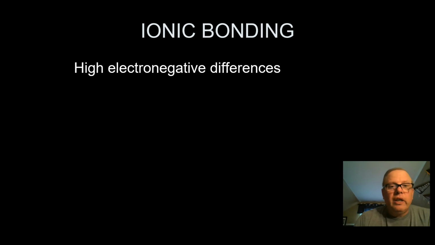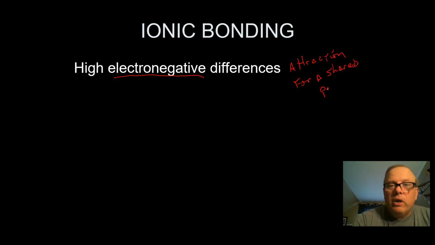All right, now ionic bonding. Huge electronegative differences. So find your electronegative chart. You want to have that electronegative chart to work with here. Remember, electronegativity is the attraction for a shared pair of electrons. And in this attraction, the metal does not have the attraction, and it's the nonmetal that does. So that's going to create this one-time flow of electrons from the metal, which is going to form a cation, to the nonmetal, which is going to form the anion.